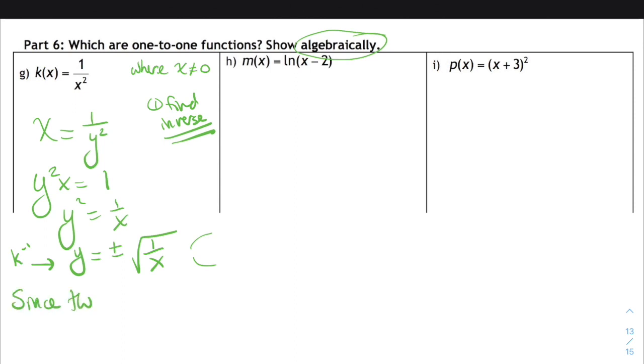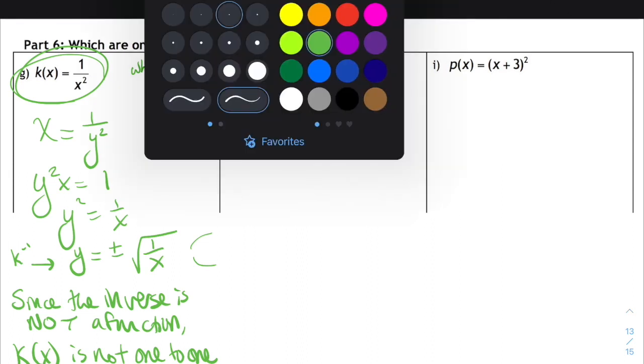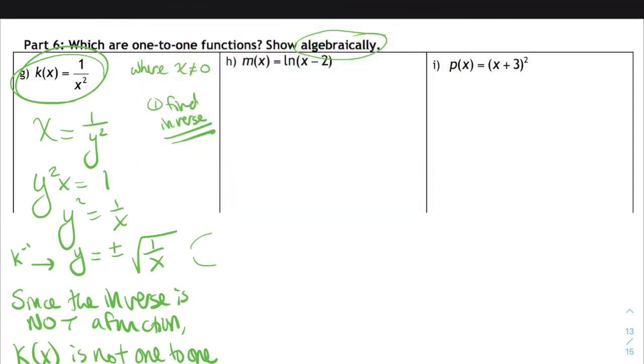Since the inverse is not a function, k of x is not 1 to 1. Okay, so that's what we're looking at. The inverse was not a function, therefore this original is not 1 to 1. Okay, let's just try one more here.